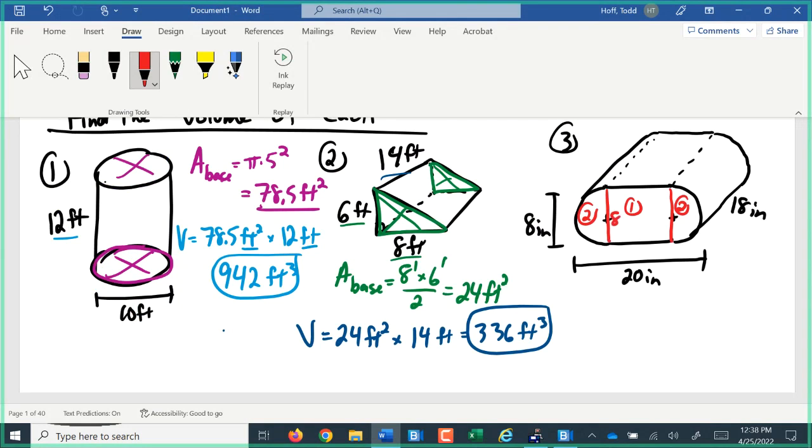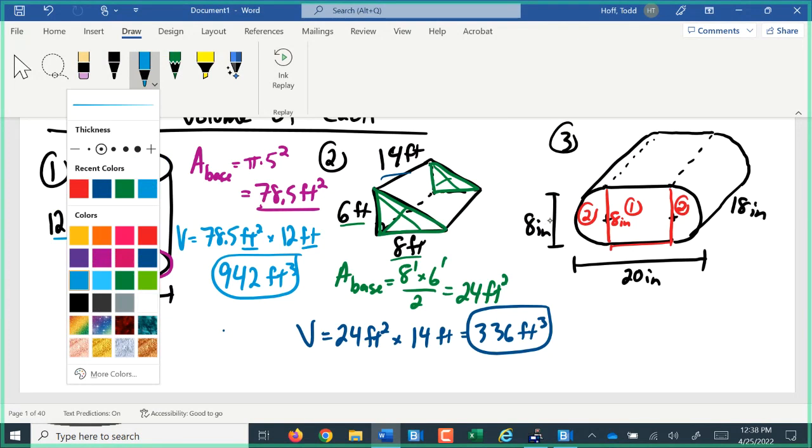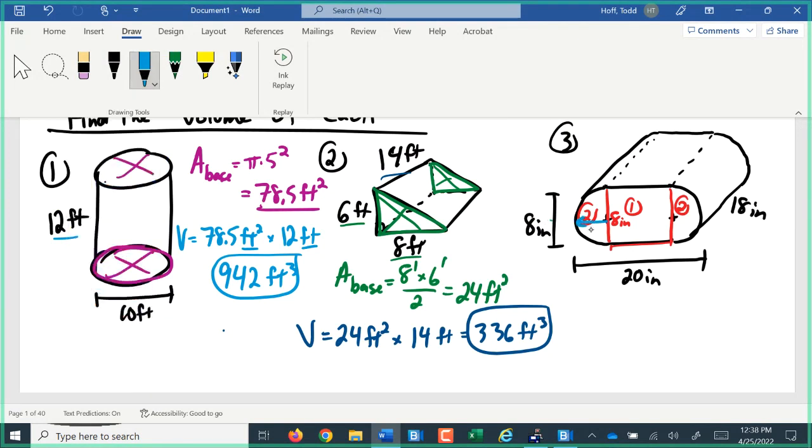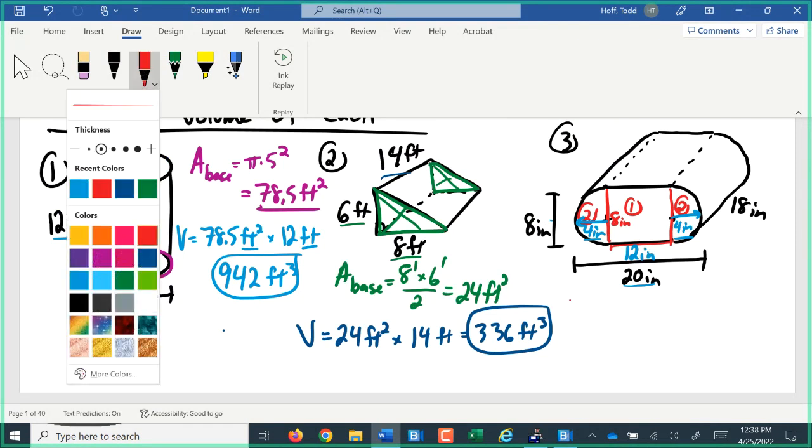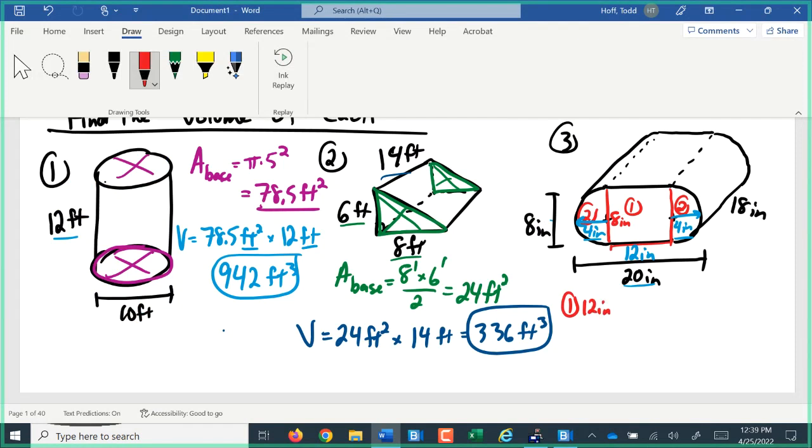So we know that this rectangle is 8 inches. What is this dimension here? You have to find it. How do we find it? Work the circle first. If the circle has a diameter of 8, what's its radius? 4. What's this radius? Also 4. So 20 minus 4 makes this 12 inches. So that rectangle is a 12 by 8 rectangle, which is 96 square inches.